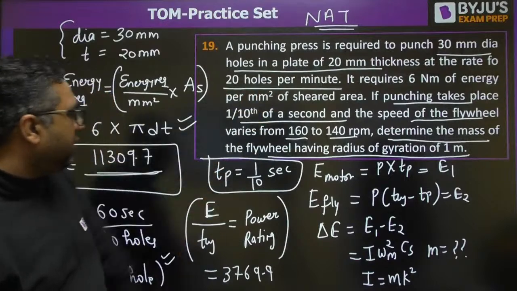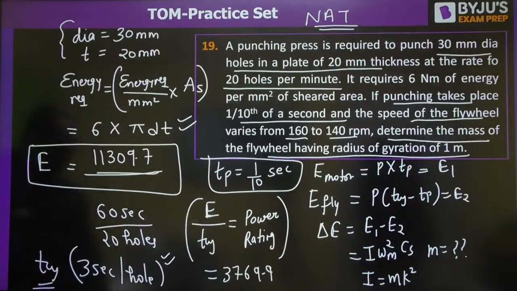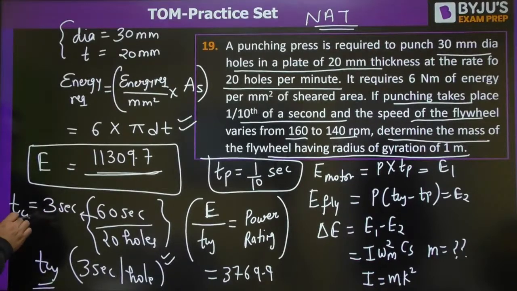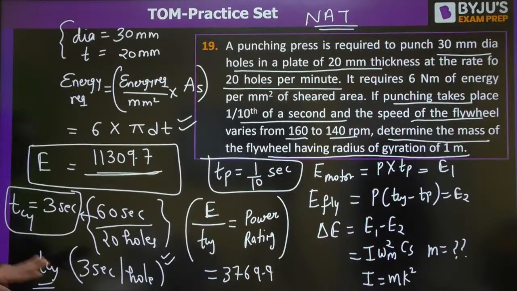20 holes per minute. So 20 holes per minute means the cycle time. 60 seconds में 20 holes, so 3 seconds per hole. This is the cycle time. Cycle time is 3 seconds. Okay, so we got the cycle time.